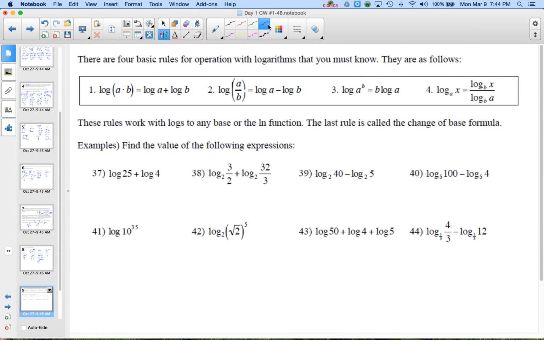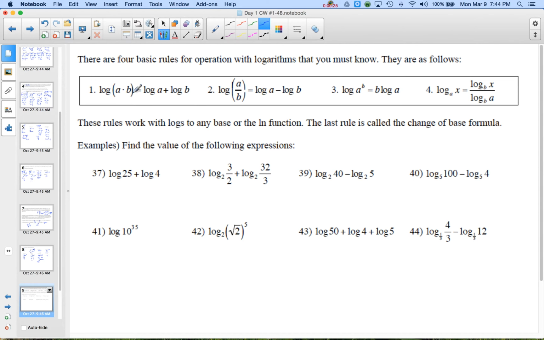Just as we have some special rules for exponents, when the bases are the same and you're multiplying, you add the exponents. If the bases are the same and you're dividing, you subtract the exponents. We also have some special rules for logarithms, and we did cover these in Algebra 2, so this is a review.